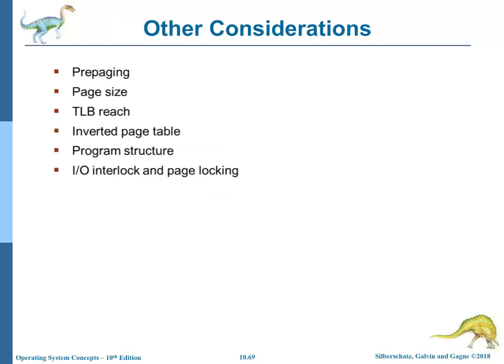The major decisions that we make for a paging system are the selections of the replacement algorithm and an allocation policy, which we discussed earlier in this chapter. There are many other considerations as well, and we discuss several of them here.